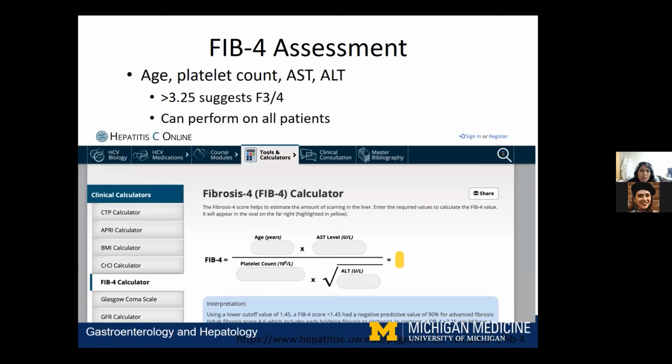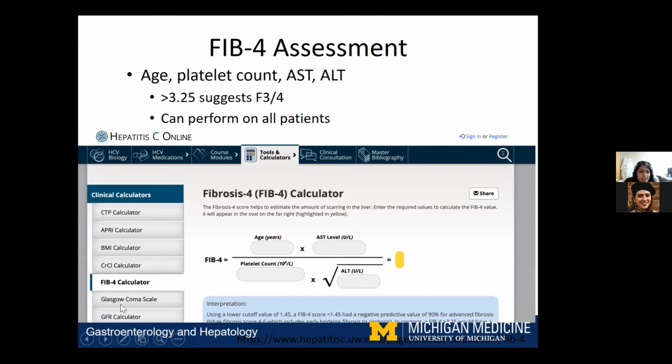But if you just Google FIB4 calculator, it'll take you to the same type of tool in a number of different places. And what you want to do is put in the age, and with the blood test you get on a patient, including the platelet, AST, and ALT, you put in these numbers and it goes into the formula below and gives you a number. And if that number is greater than or equal to 3.25, this suggests advanced liver disease, stage 3 or stage 4 out of 4, which is what we call cirrhosis.